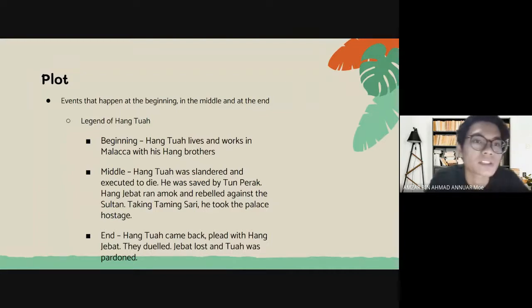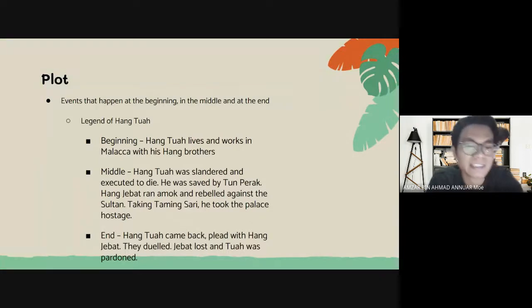Siapa tahu apa maksud slandered? Tahu ke tidak? Tak tahu. Syahril tahu tak maksud slandered? Tahu tak Syahril? Okay, so bagi tahu maksud slandered ni.